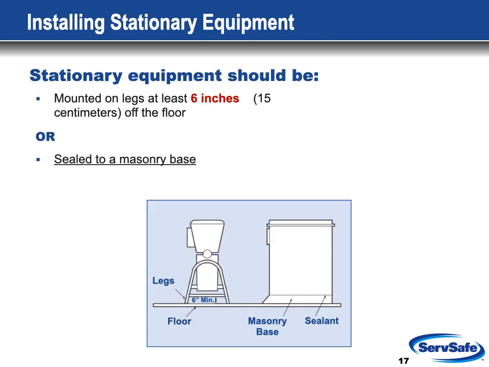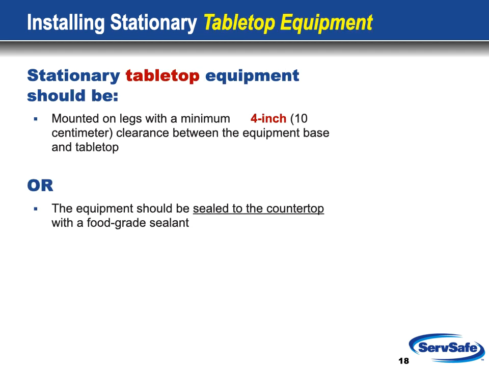Any stationary equipment needs to either be 6 inches off the floor or sealed to a masonry base. This is for the ease of cleaning. Stationary tabletop equipment should be either mounted on legs with a minimum of 4 inches between the equipment base and the tabletop, or it can be sealed to the countertop.